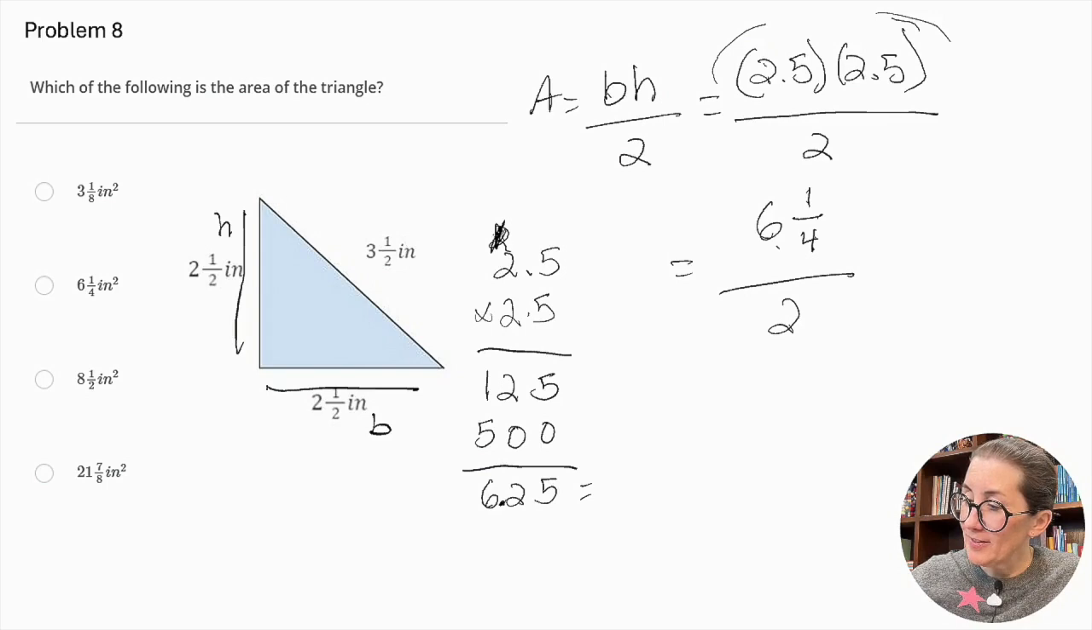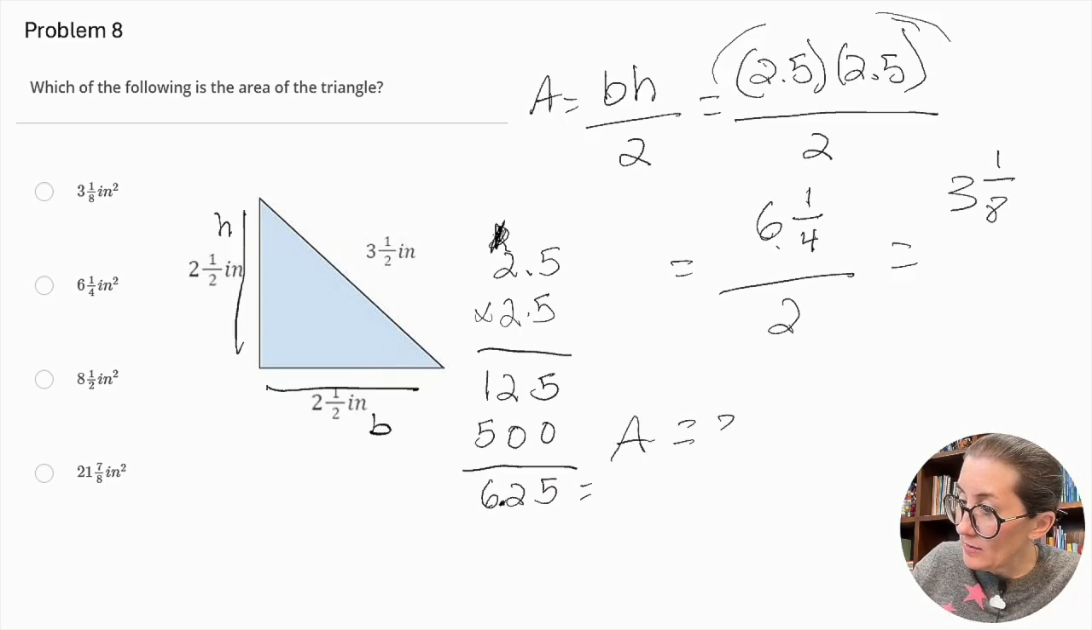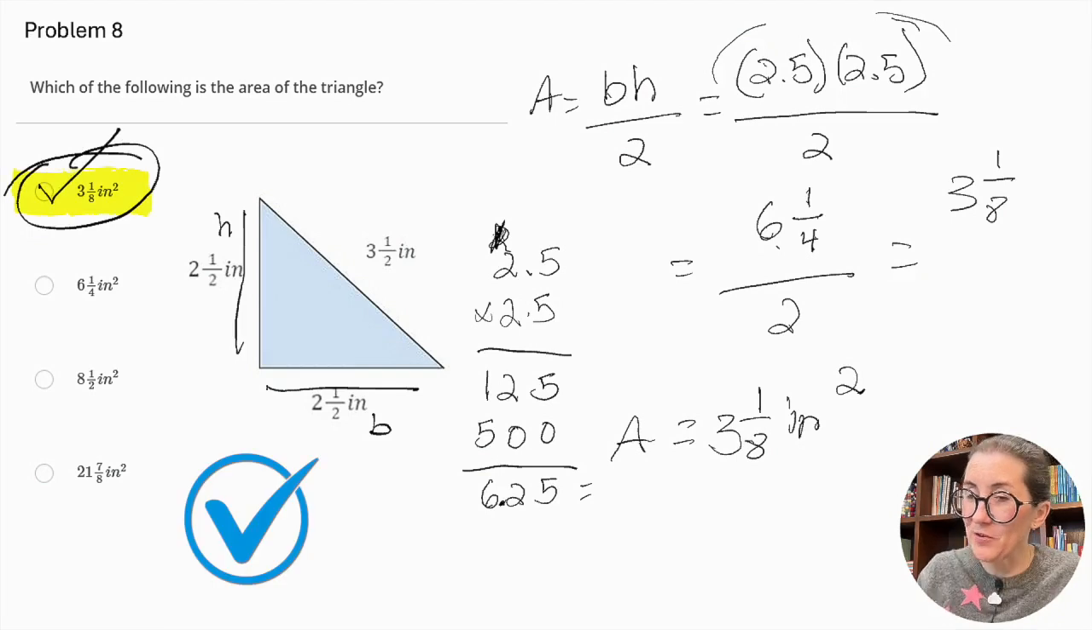Half of 6 is 3, and half of a quarter is an eighth. So we have our area as 3 1/8 inches squared, which is the very first and the correct answer.